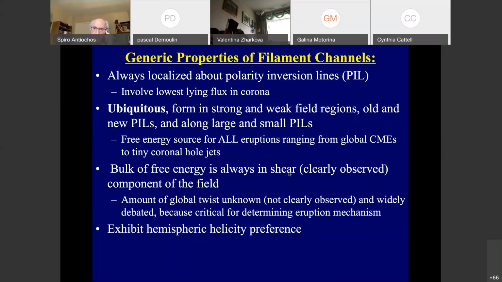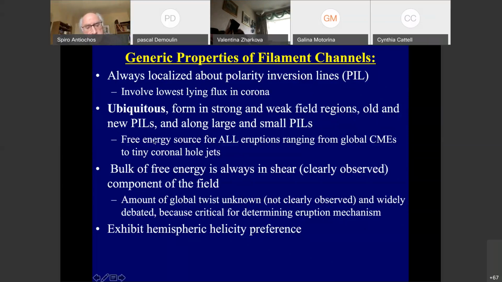So if you have a little parasitic polarity region that appears somewhere in, let's say, an all positive region, you have a little negative region appear, so you have a little quasi-circular polarity inversion line. Eventually that thing will also wind up getting a filament. So whatever mechanism creates these filaments and these prominences, it is very robust.